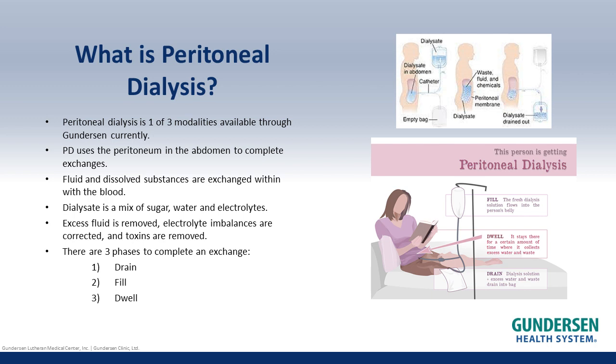There are 3 phases to complete an exchange. The first phase is drain, the second phase is fill, and the third is dwell. During the drain phase, dialysis solution and excess water and waste drain into a bag. The fill, the fresh dialysis solution flows into the person's belly, and the dwell, it stays there for a certain amount of time where it collects excess water and waste.